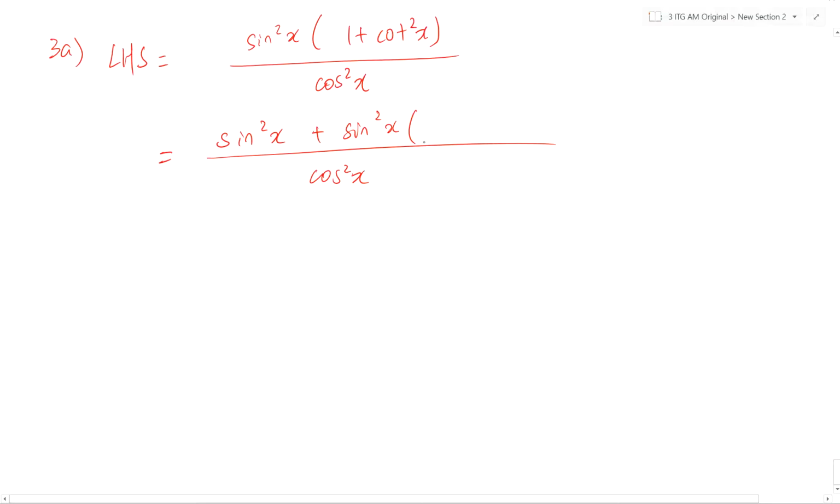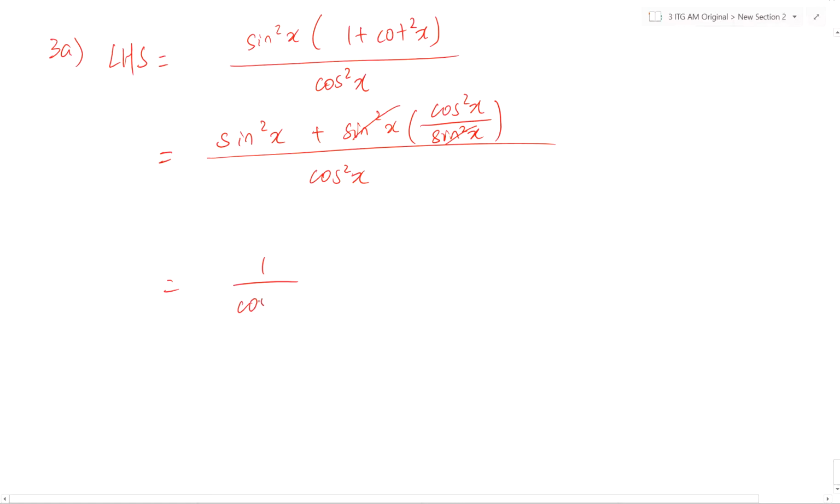Tangent x is sine x over cosine x. So cotangent x is cosine x over sine x. So here we have, yeah. Now that we have this, is it very clear that the numerator is 1 already? Is it clear to you that the numerator is 1? Not yet? What can we do for sine square, cosine square over sine square? Cancel. So what's left? 1.